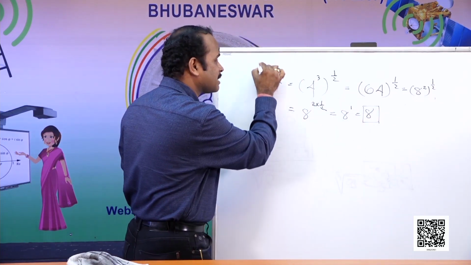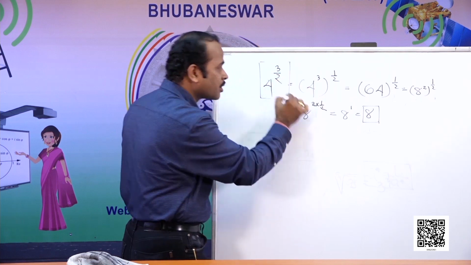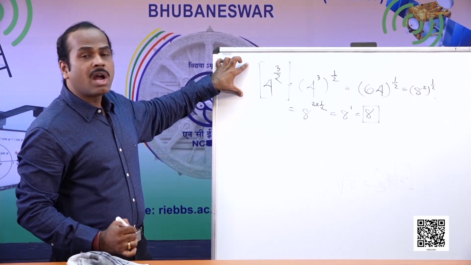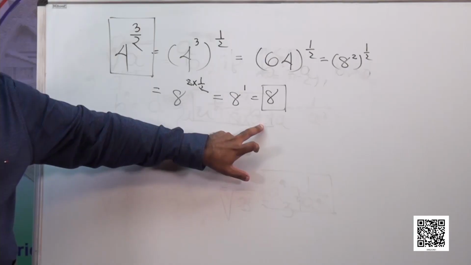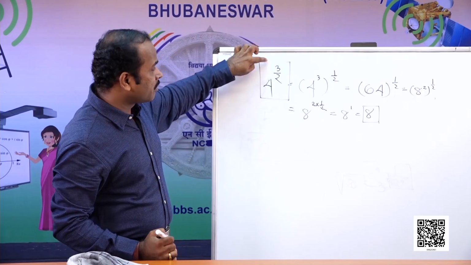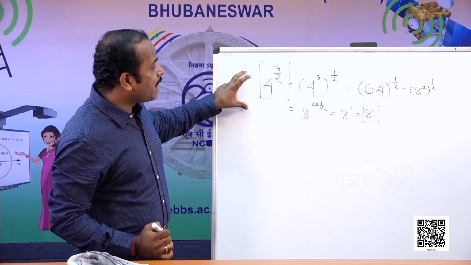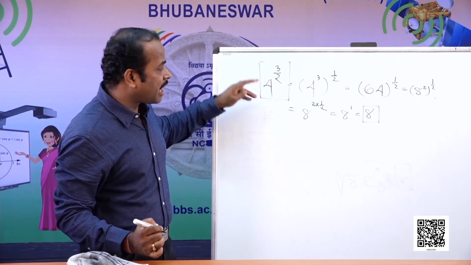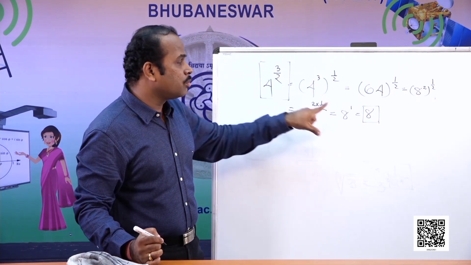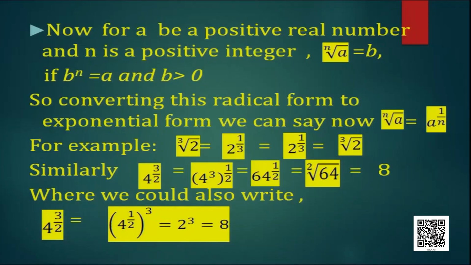This was the initial expression I wanted to find. 4 to the power 3 by 2 I wanted to find, and I find it is 8. Using this, for 4 to the power 3 by 2, where the exponent is in a rational form, and using the same laws of exponents, I find 4 to the power 3 by 2 as 8. Okay, so this I could do by different methods.